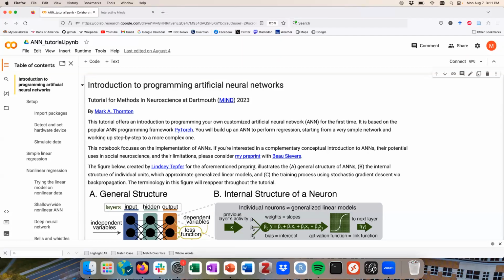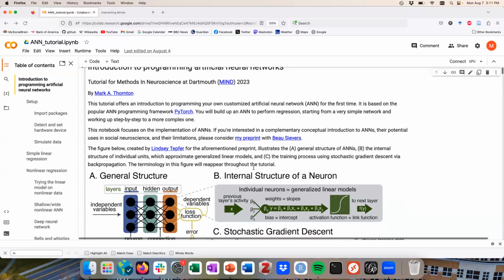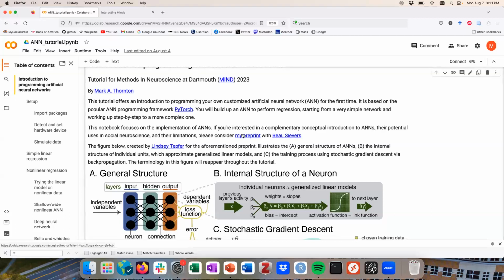If you want a more conceptual overview of this that's tailored a little bit to social neuroscience, I recommend checking out my preprint with Bo Sievers that you can find linked here. This is more of a high-level, intuitive overview of these things, and not so much the coding implementation side that we're going to focus on today.